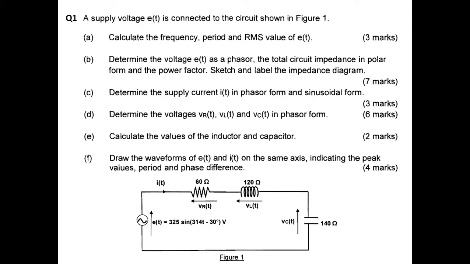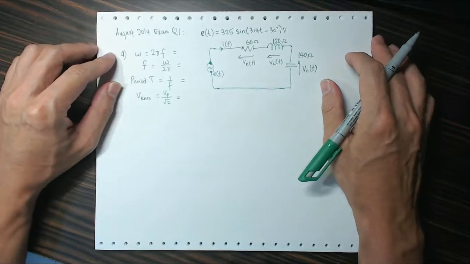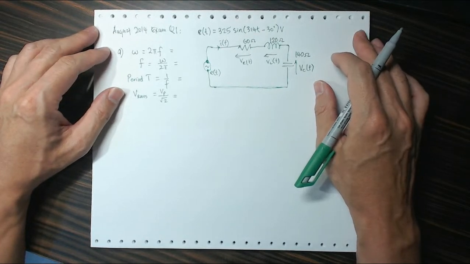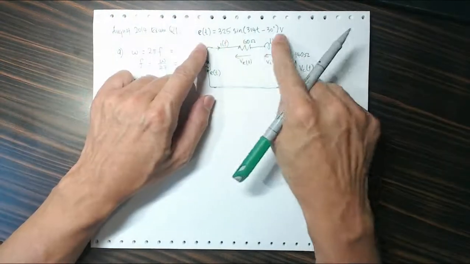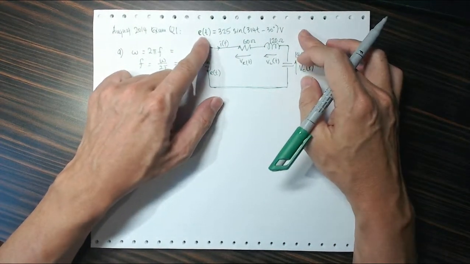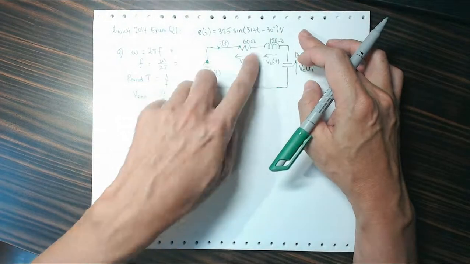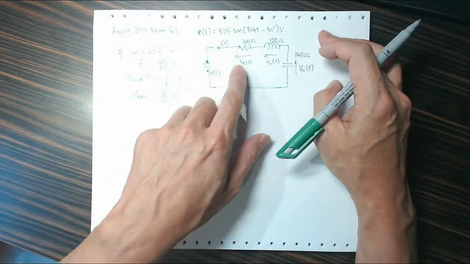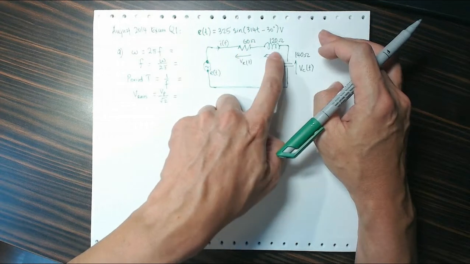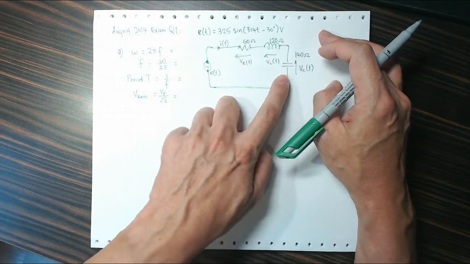Well, let's start. We have to answer this question. What I'll normally do is to write down all the information that is given. In this case, the input voltage, the sinusoidal waveform, and a very quick sketch of the components, the resistor, the inductor, and the capacitor.